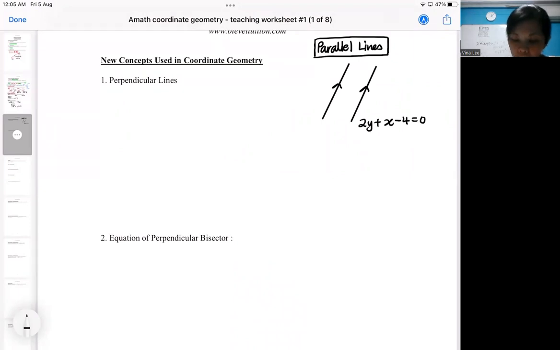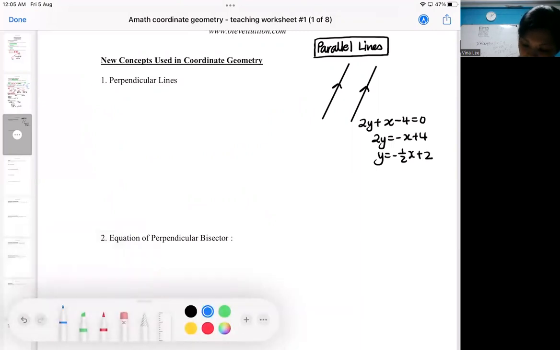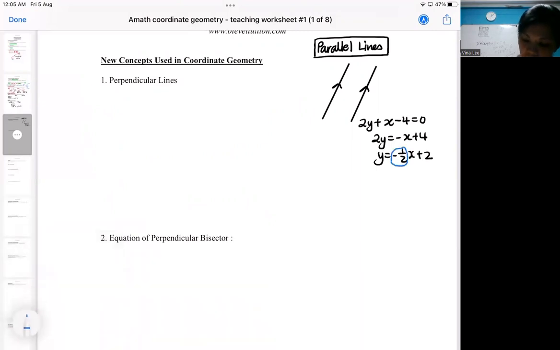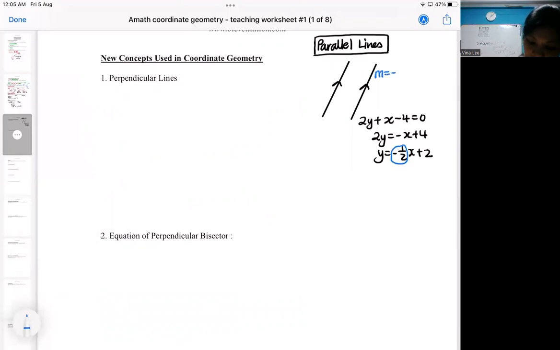So what will be the gradient? You make y the subject. You must make y the subject, then you can tell the gradient. So this will be gradient minus half. This one will also be gradient minus half. So they will share the same gradient, but you must have the automatic sense to make y the subject.